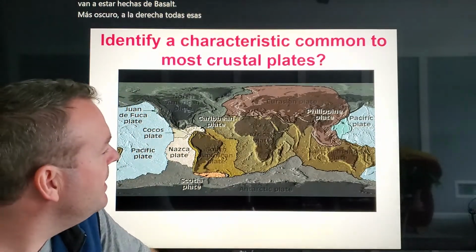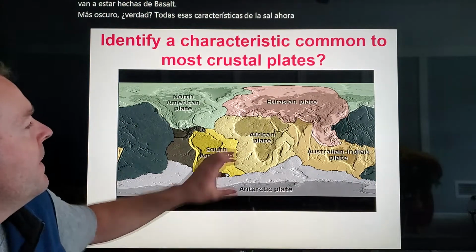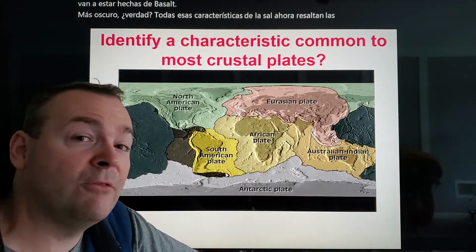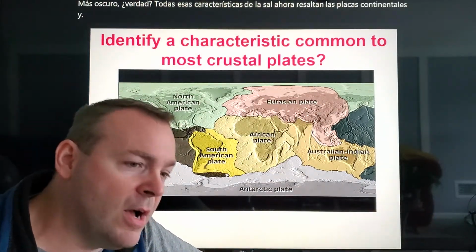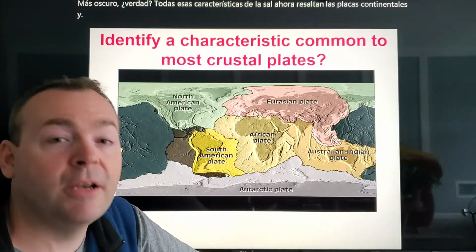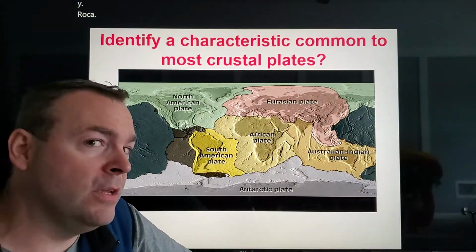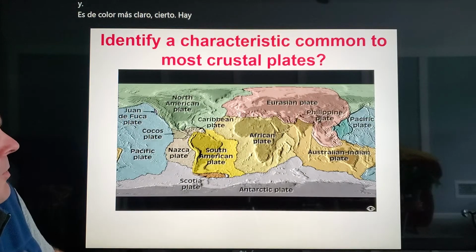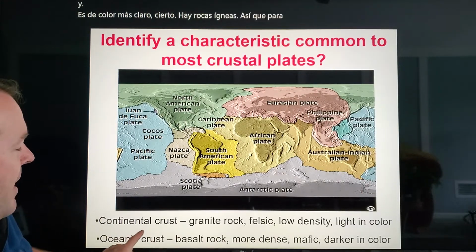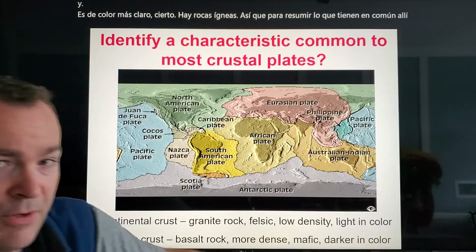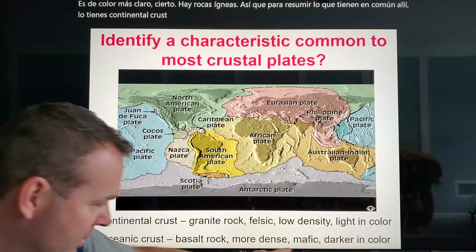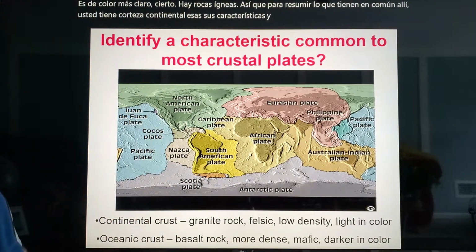Now I'll highlight the continental plates, and the continents, remember, are mostly made from granite, and that's a felsic rock, less dense, lighter in color, right? They're both igneous rocks. So to summarize, what do they have in common? There you have it, continental crust, those are your characteristics, and the oceanic crust, and there are your characteristics. Okay?